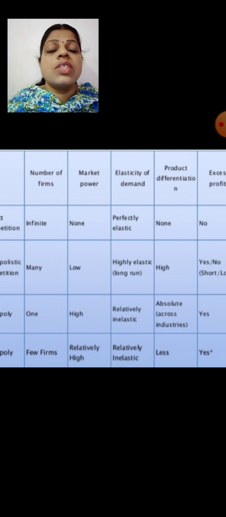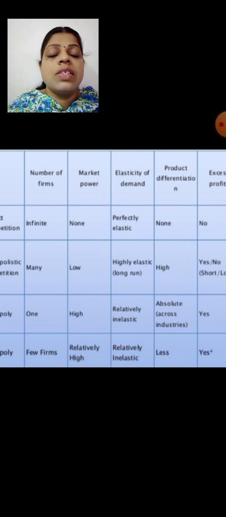Then product. What about the products in these markets? That is product differentiation. In this perfectly competitive market, I told you that homogeneous products are sold. So, no differentiation in the products. All are uniform in brand, in size, in color, in package, and entirely it is uniform.